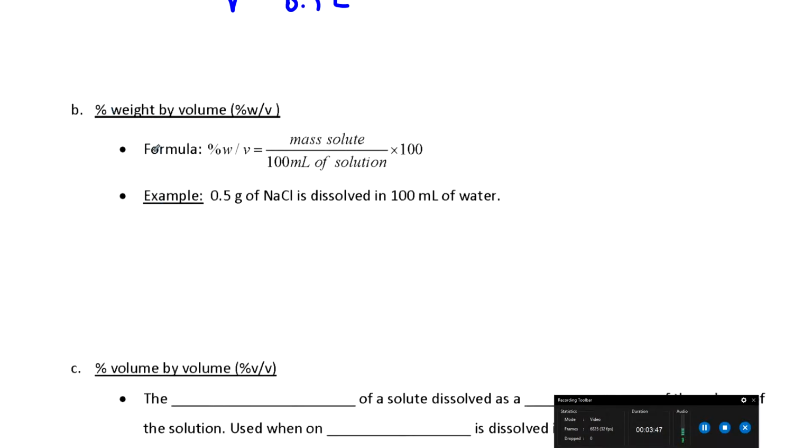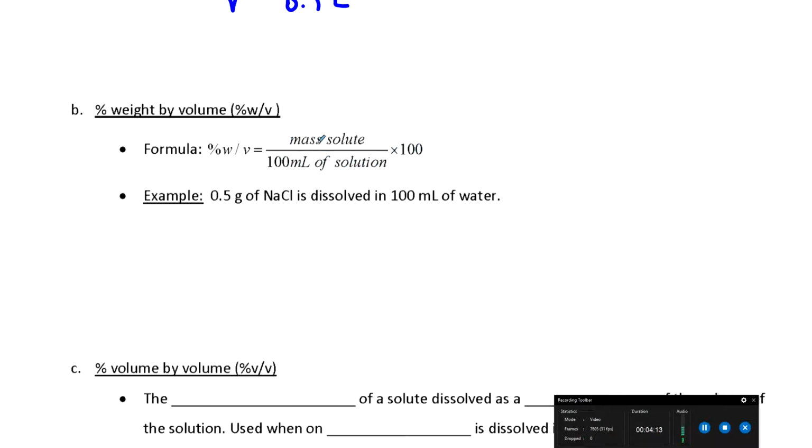This one you sometimes might come across. This is percent weight by volume. Okay, so that's definitely a little different than what we just looked at. So the formula is the percent weight divided by volume. You take your mass of solute divided by 100 milliliters of solution times 100.